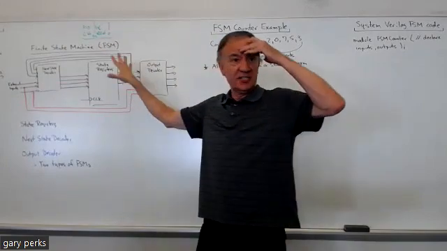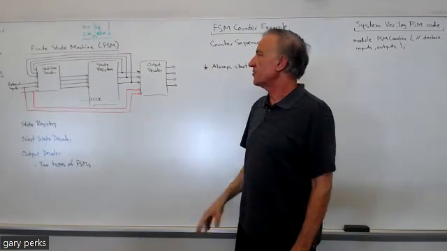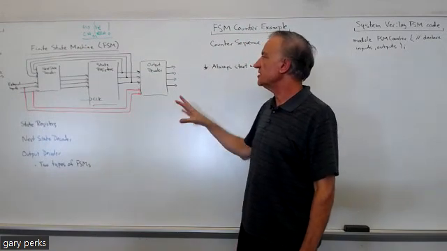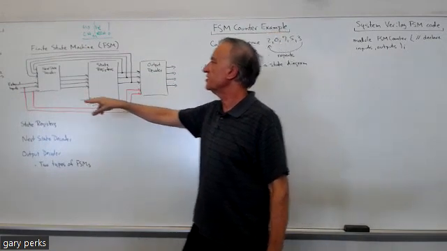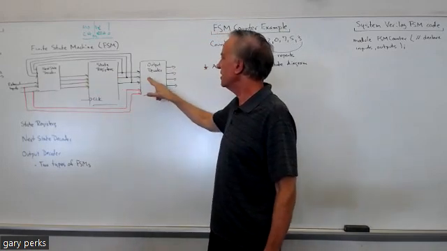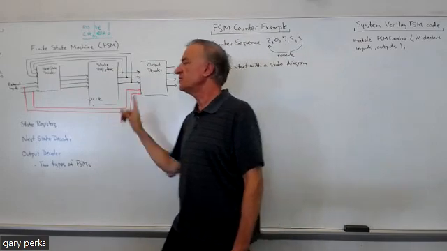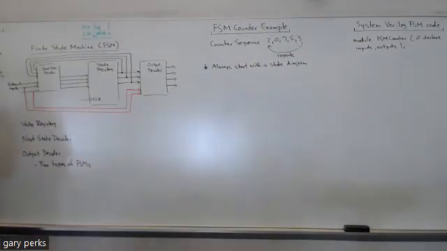So here's a generic, high level diagram of an FSM. Notice it's got three modules to it: the next state decoder, a state register, and an output decoder. Now, based on previous discussion, you should be able to tell me which of these modules are sequential and which ones are combinational. How do you tell from the diagram whether it's sequential or combinational?